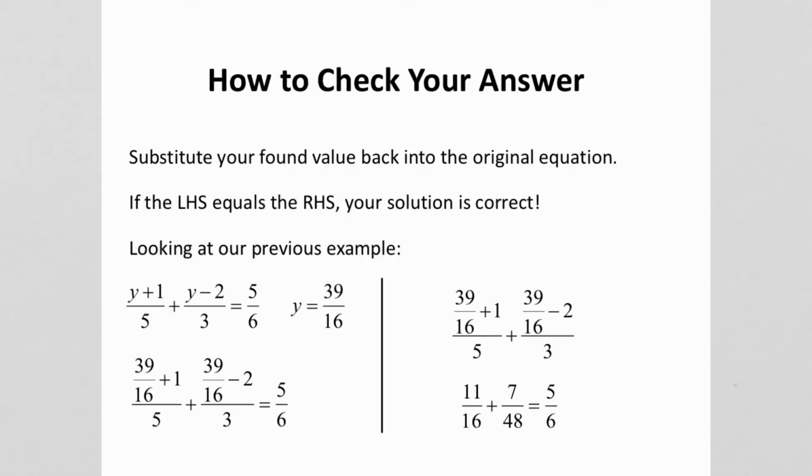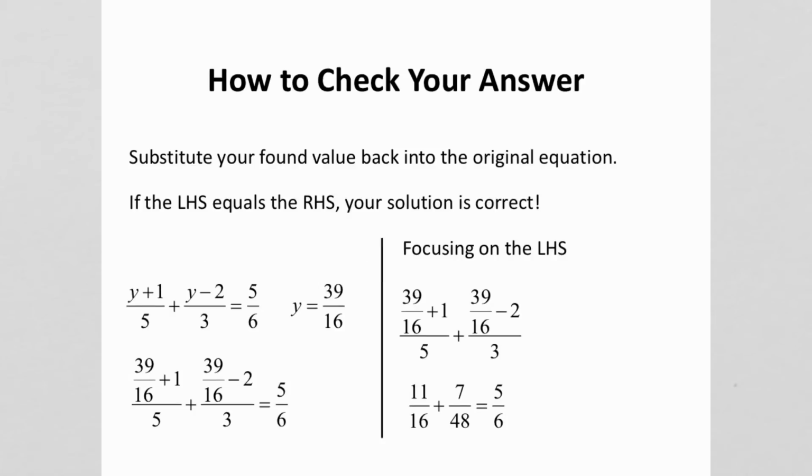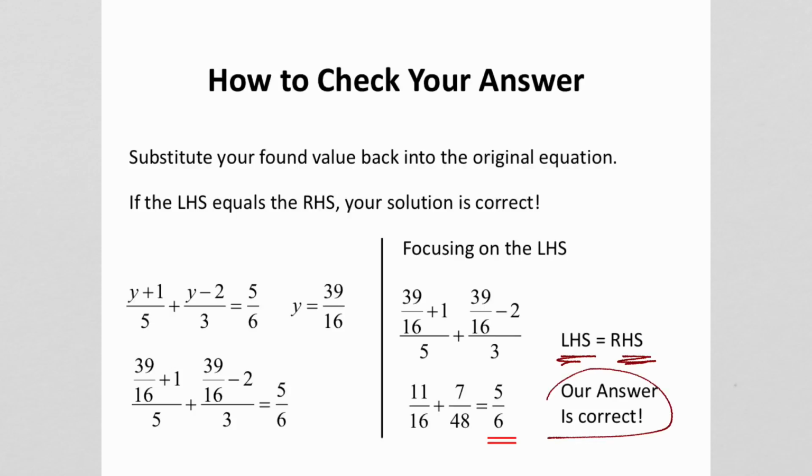At this point we want to focus on the left-hand side. By that I mean you substitute it in and just look at this side, and then you simplify it further. When we simplify this term, we get 11 over 16, and when we simplify this term, we get 7 over 48. When you add these values together, you get 5 over 6. Therefore the left-hand side equals the right-hand side, so our answer is correct.